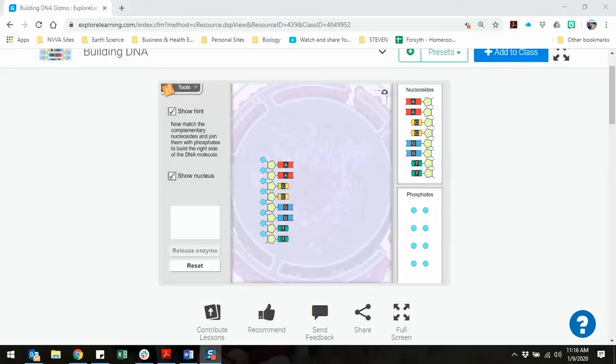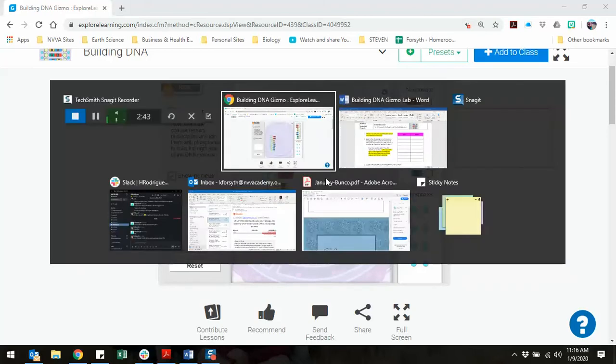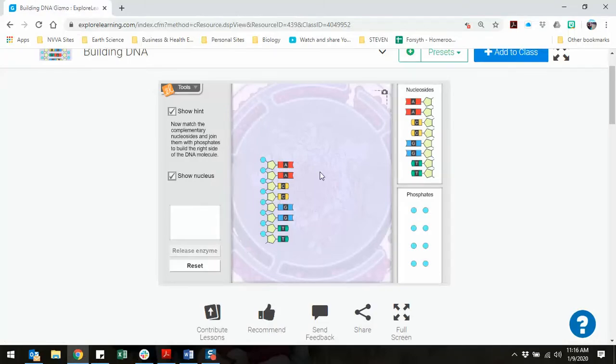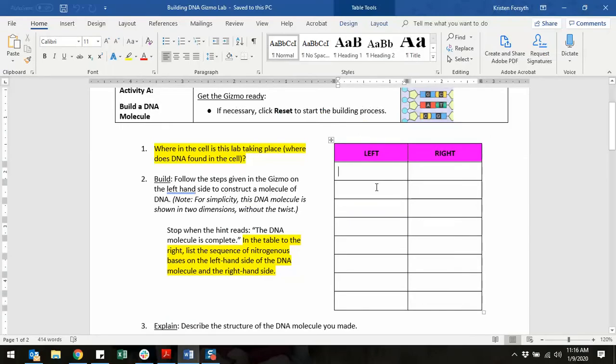All right, I just went ahead and paused my video. I've built my whole left side of my DNA molecule. I just dragged the phosphates, dragged the nucleosides over. So I'm going to go to my lab document and fill in my chart now with my left side. I just went in order of the gizmo, so it was super easy. It was just A, A, C, C, G, G, T, T. So that way whenever I write it in here, super easy. You just write A, A, C, C, G, G, and T, and T.